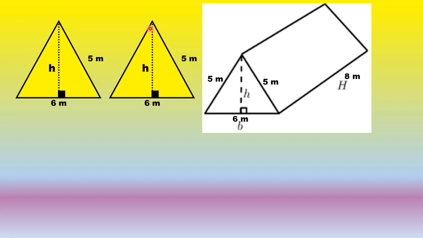So it's height squared plus, now what is just this little piece over here? It's 3. Okay, so if that whole base is 6, half of it would be 3. So 3 squared plus height squared gives you the hypotenuse squared, 5 squared. So if you work that out, 5 squared minus 3 squared will give you the height squared.